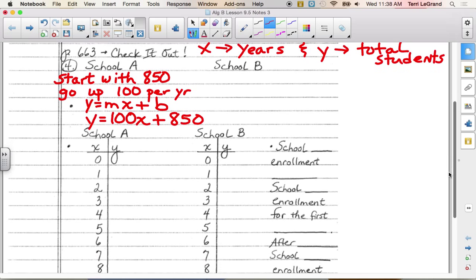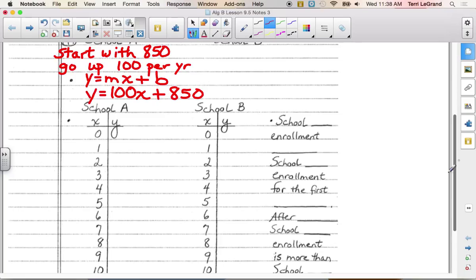Okay, while we're at it then, before we even do the model for School B, let's make our table for School A. So when x equals 0, in other words, it's starting time, what's the y? 850. Now, we shouldn't even really need to use a calculator here because guess what we're going to keep doing? Just add 100. We're going to keep adding 100 every time, aren't we?